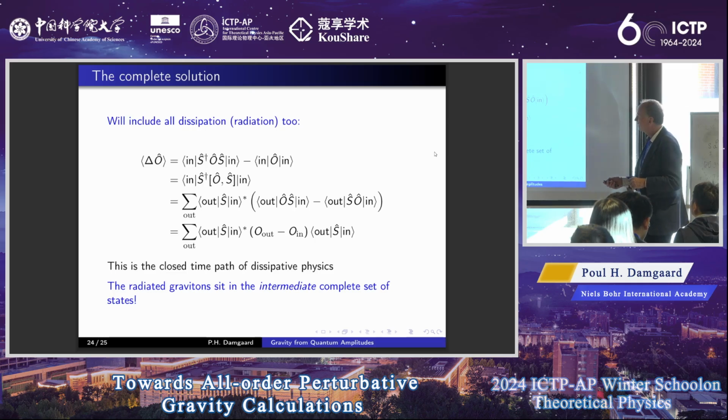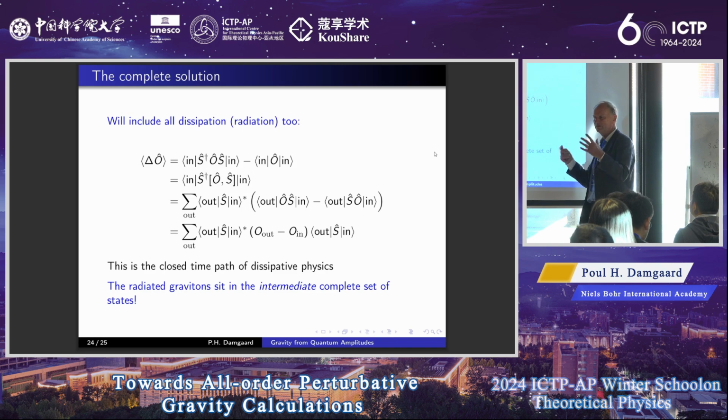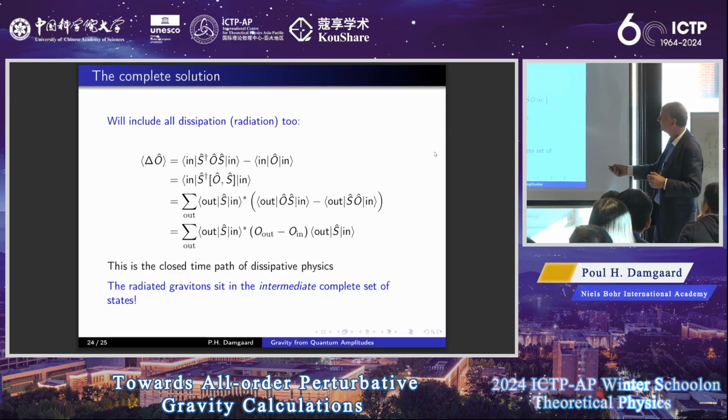And the interesting thing is, what happens to the radiated gravitons? Because normally when we are calculating in this formalism, we have two black holes coming in and two black holes coming out. But you should think of the following: the two black holes come in, the two black holes come out, but in the intermediate state, you can have all kinds of gravitons as well. So you have all the gravitons emitted in the intermediate state.